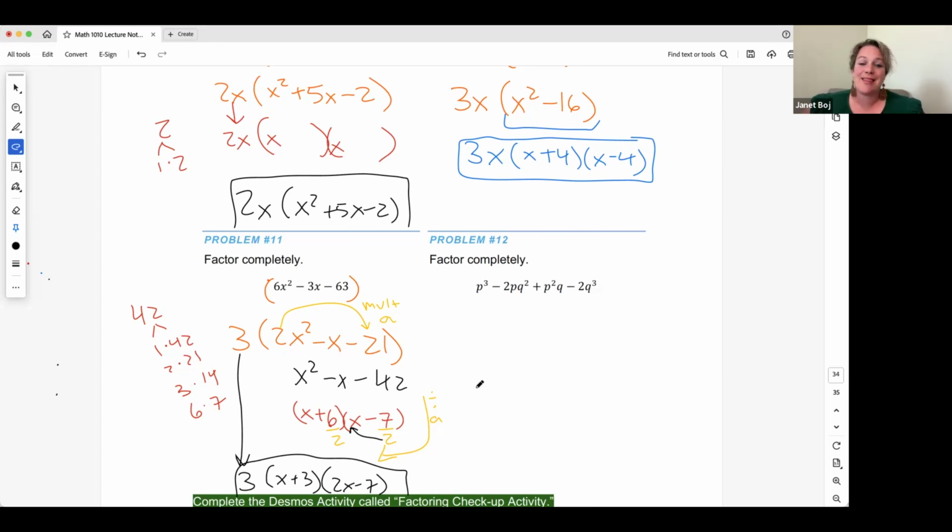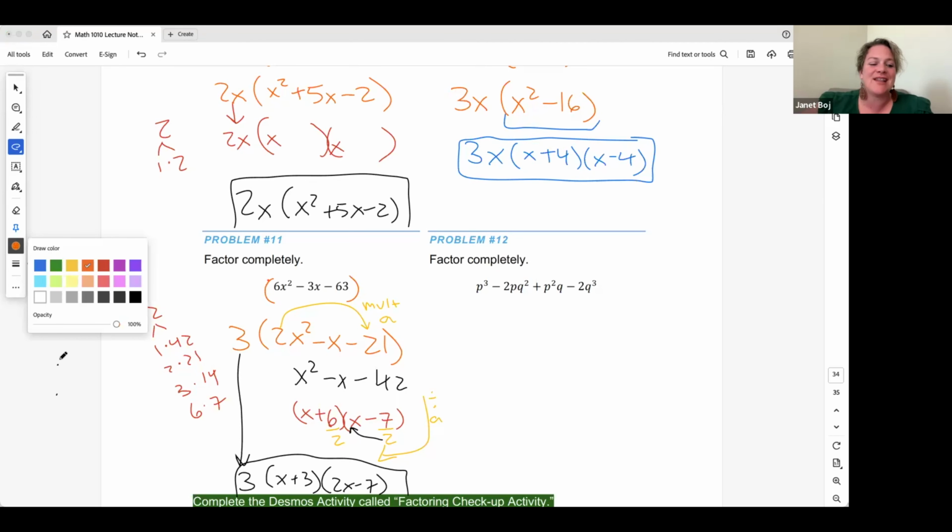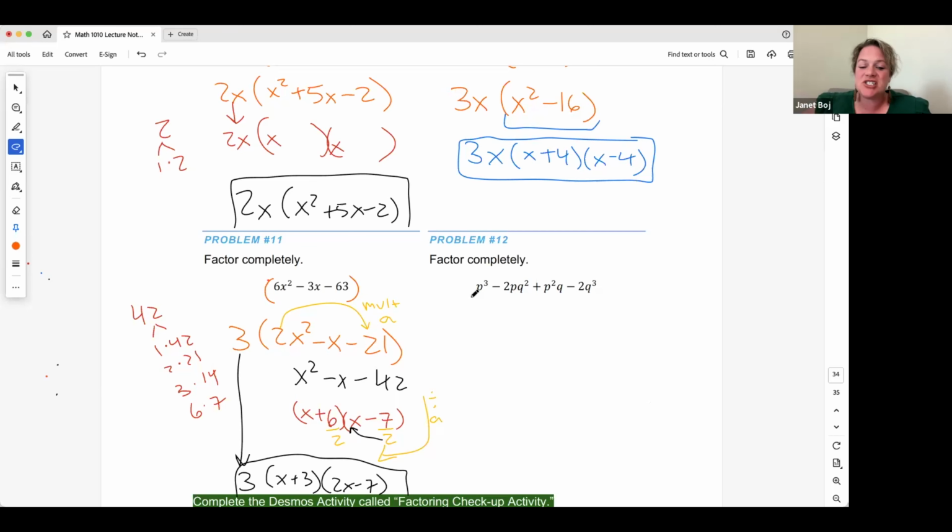Great job. We just have one more. Step 1 is to see if there's anything I can take out. Is there a GCF of all the terms? No, there isn't. Step 2 is to count how many terms you have. 1, 2, 3, 4. 4 terms, you need to factor by grouping. So you group the first two and you group the second two and you factor by grouping.